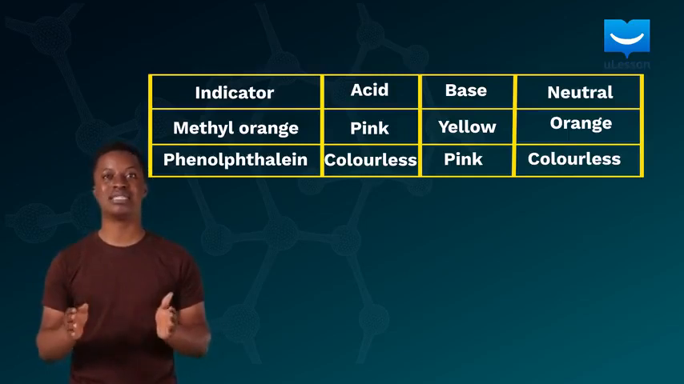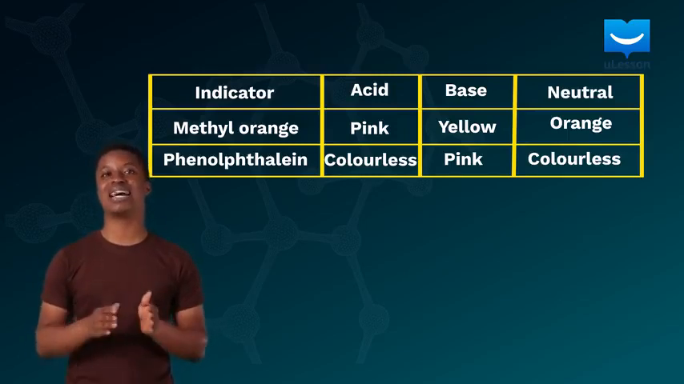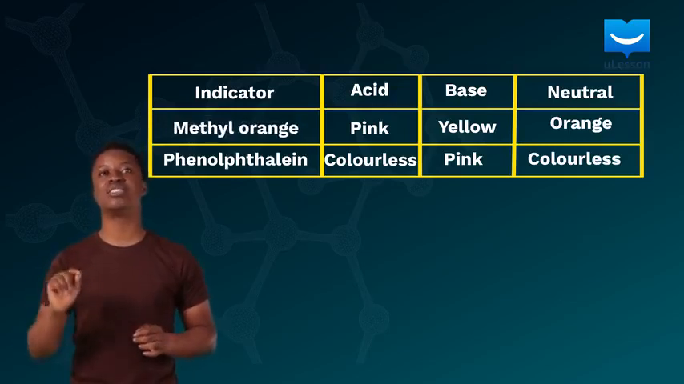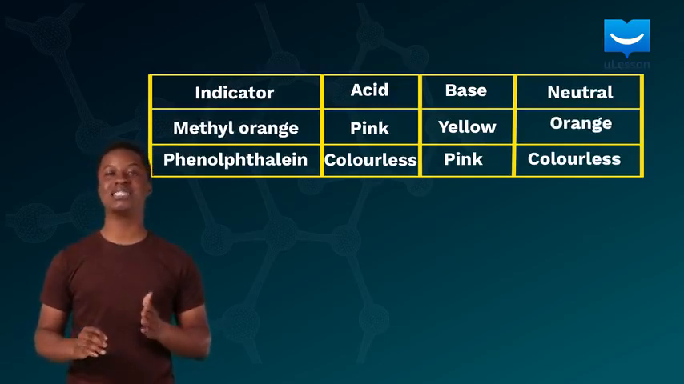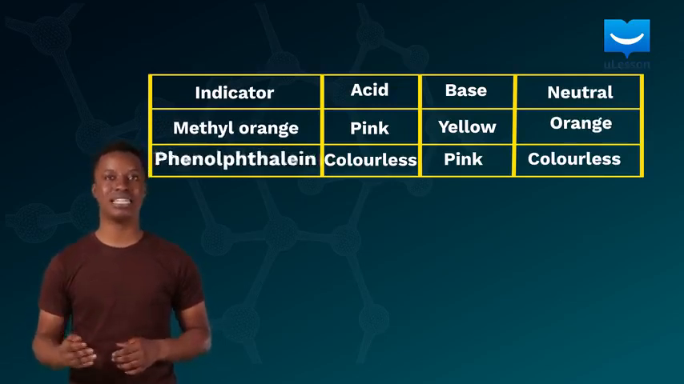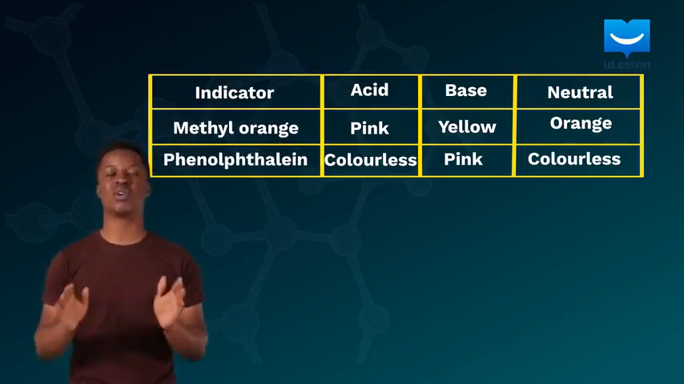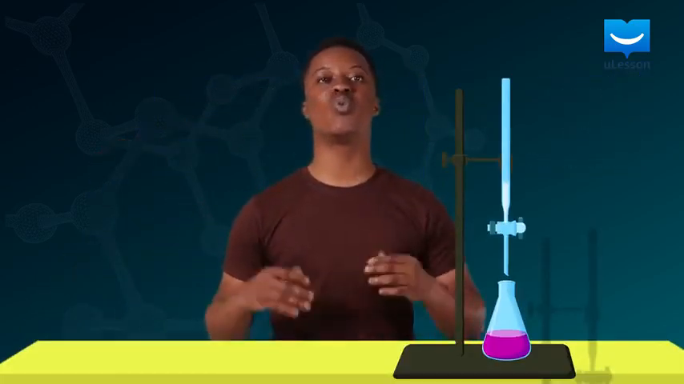See, all I'm saying is that the endpoint of an acid-base reaction using methyl orange would be when the solution is orange, while the endpoint of an acid-base reaction using phenolphthalein would be when the solution is colorless. Lastly, it is important to note when to use what indicator.